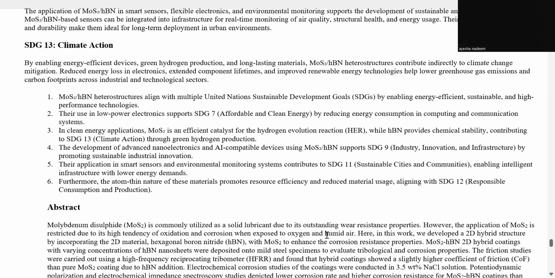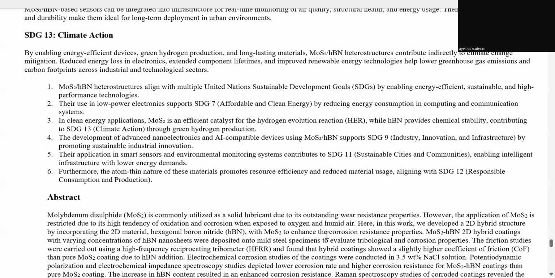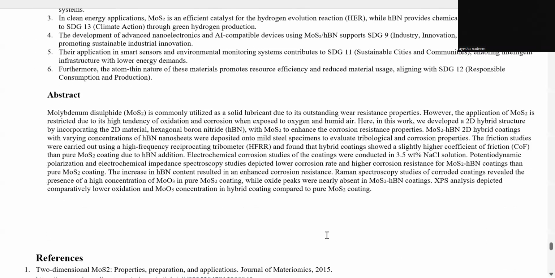The development of advanced nanoelectronics and AI compatible devices using molybdenum disulfide and hexagonal boron nitride supports SDG 9, industry innovation and infrastructure, by promoting sustainable industrial innovation. Their application in smart sensors and environmental monitoring systems contributes to SDG 11, which is sustainable cities and communities, enabling intelligent infrastructure with lower energy demands. Furthermore, the atomically thin nature of these materials promotes resource efficiency and reduced material usage, aligning with SDG 12, which is responsible consumption and production.